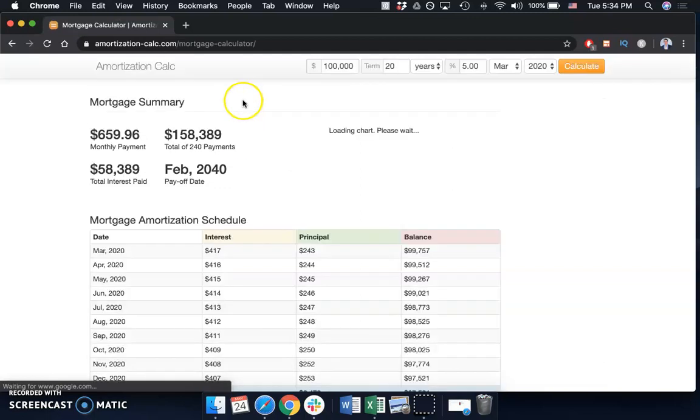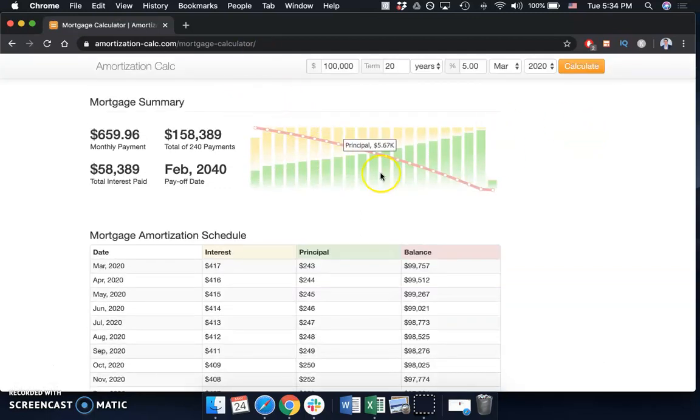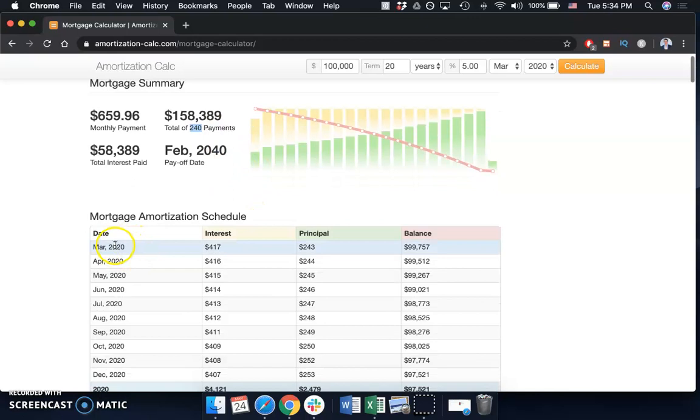So we're going to hit calculate, and it's going to show us exactly what our payments are going to look like. This calculator shows our monthly payment is going to be $659.96 every single month for the next 240 payments, which is 20 years. And on our first payment, out of that $659, $417 is interest and $243 is principal.